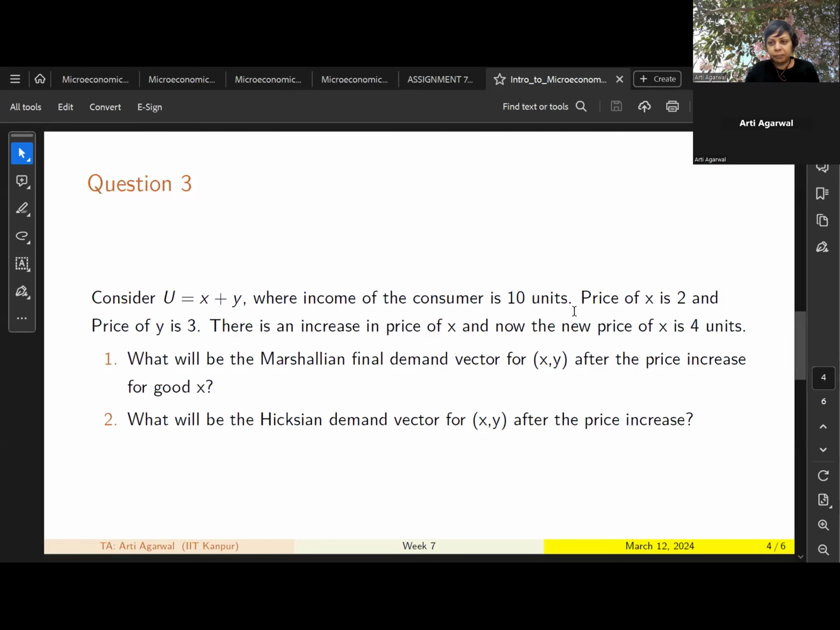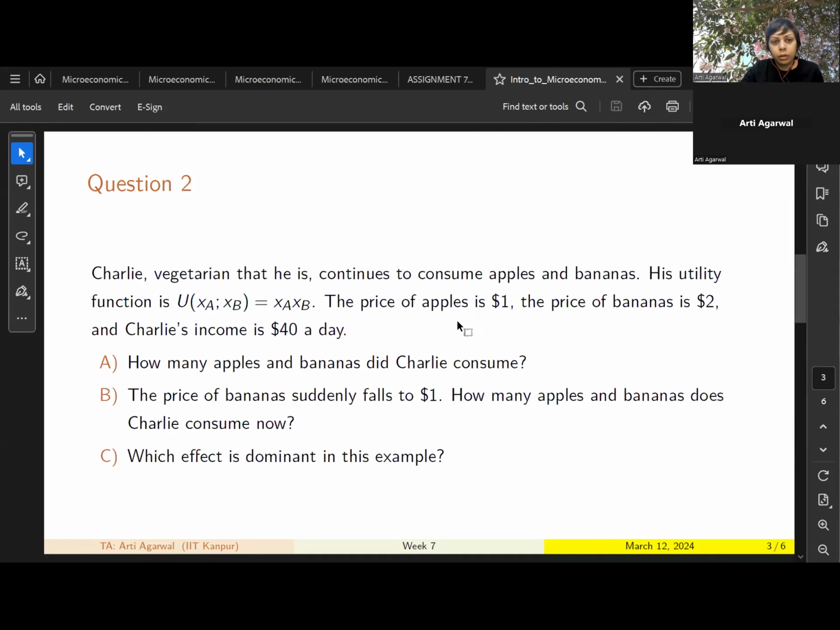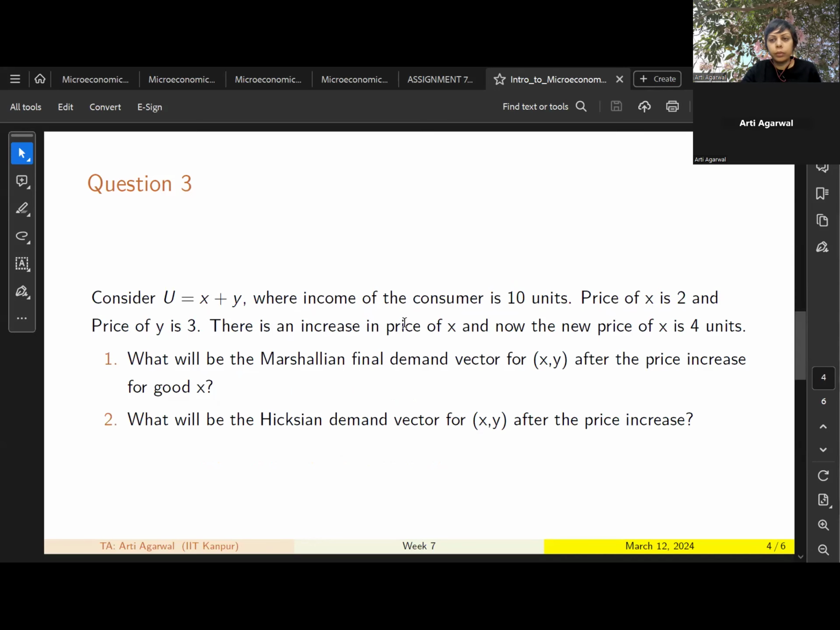Okay, so let me just first reshare the slides, and let's just recap where we were. All right, so we finished question 2, we were on question 3, and I was talking about income and substitution effects and Marshallian and Hicksian demand, right? So now this particular question is given for a utility function which has perfect substitutes.